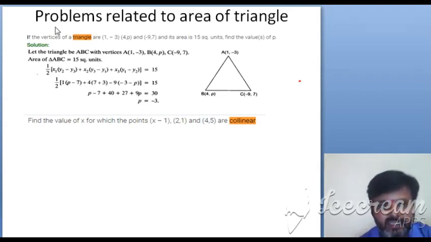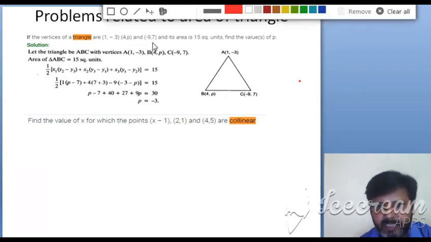So the question is, if the vertices of a triangle are (1, -3), (4, p), (-9, 7), and its area is 15. In this problem the area is given as 15 square units, and we have to find the value of p. So 3 vertices are given. I have taken the triangle ABC with the given vertices, and I am going to use the area of triangle formula, which is equal to 15. The area of triangle formula is half into x1 (y2 minus y3) plus x2 (y3 minus y1) plus x3 (y1 minus y2). I am going to represent these vertices as A (x1, y1), B (x2, y2), and C (x3, y3).